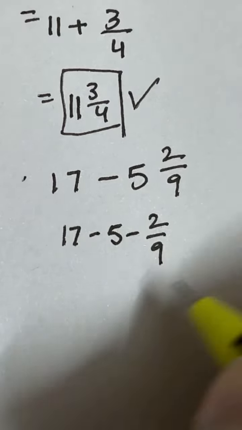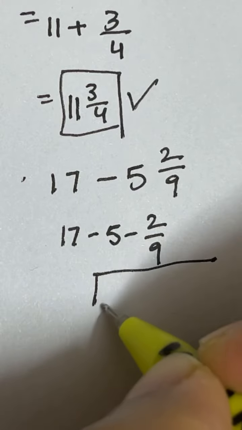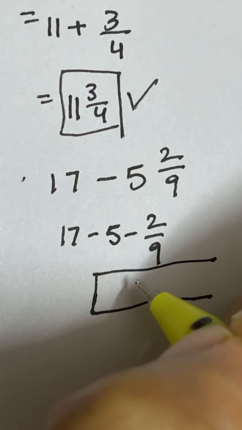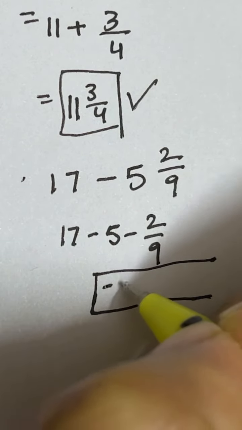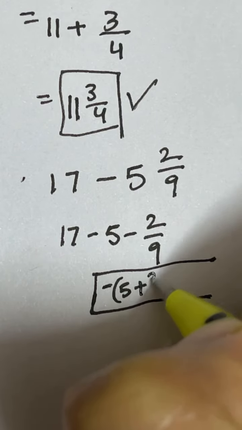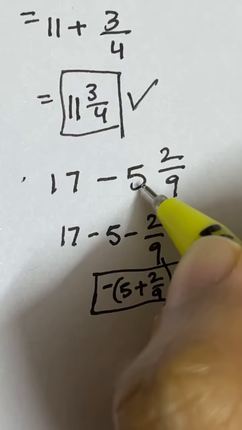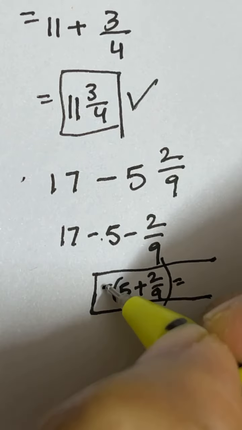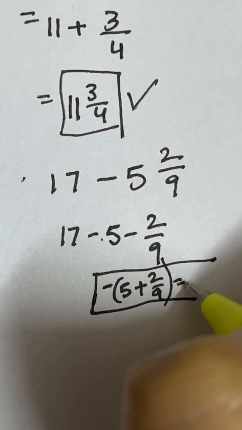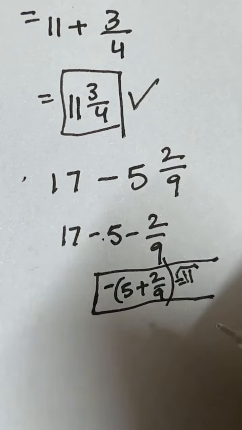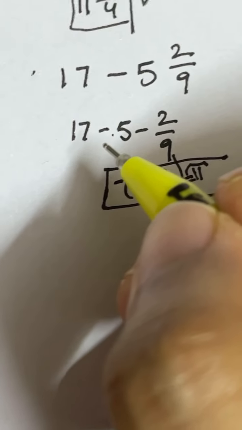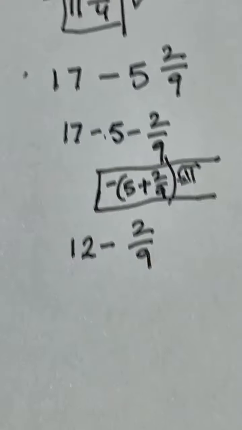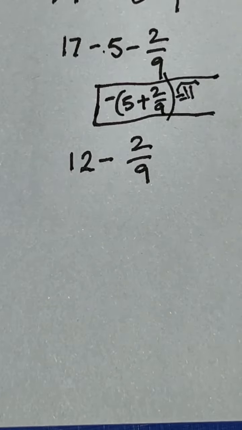So I'm going to show you in a rough box what's happening. You have 17 minus 5 2 over 9. 5 2 over 9 can be written as 5 plus 2 over 9, and then you can join it back, 5 2 over 9. So when you have this minus sign multiplied, you have minus 5, minus into plus, you have minus 2 over 9. This is what is happening. Okay, let's see now. 17 minus 5 will give you 12 minus 2 over 9.